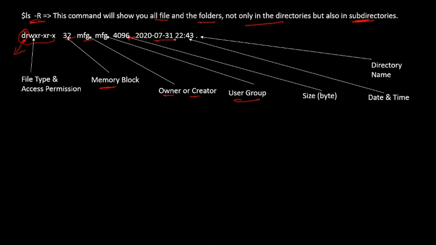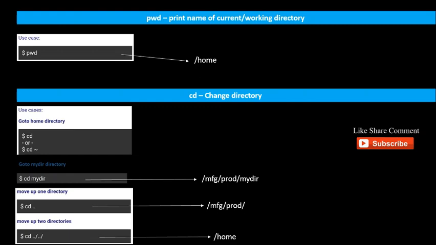And next is the date when it is created. And next is where it is created. It will show you the directory name, like it is dot here, so it is created at the home. And the next command is pwd, print name of the current working directory, the present working directory. Like we have executed pwd, so it will show you the home directory only.